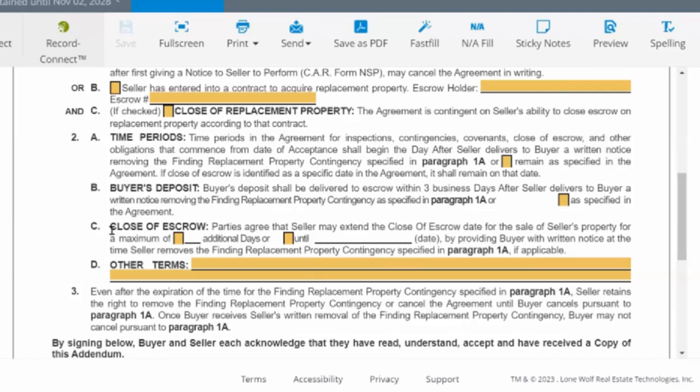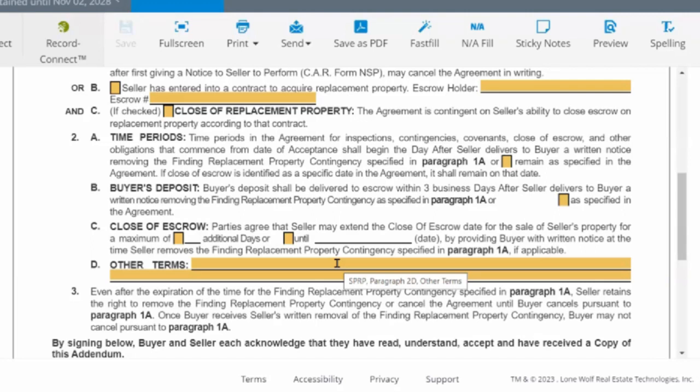Usually when I fill these out, I just leave this blank, and it's never been an issue with it being blank. And if something came up and it needed to be extended, that'd be something that buyer and seller could negotiate. Maybe they'd be willing to, maybe they're not.